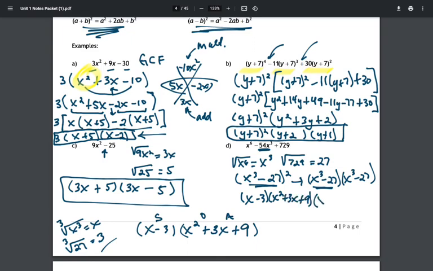And then do it one more time for the other one. It'll be the same. And so we could rewrite it as x minus 3 squared times x squared plus 3x plus 9 squared. And then that's fully factored.